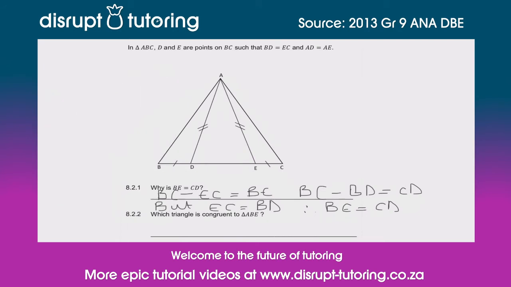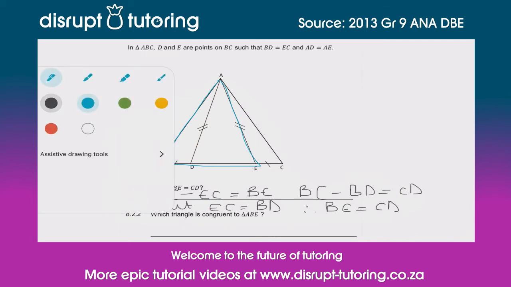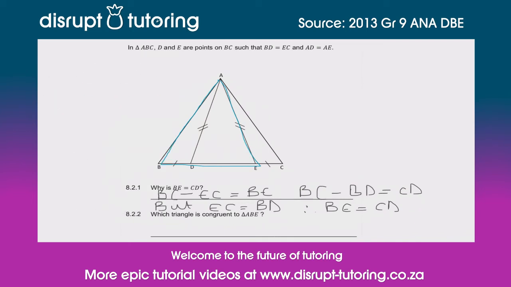Which triangle is congruent to triangle ABE? So they're talking about this triangle over here, ABE. Okay. So we've said that BE is equal to CD, and we've also got that AD is equal to AE. So therefore, it must be true that triangle ABE must be congruent. Now let's have a look at the lines.